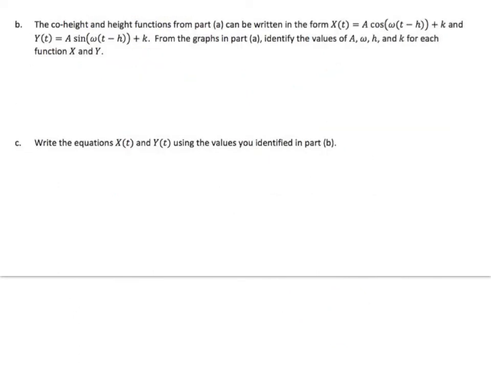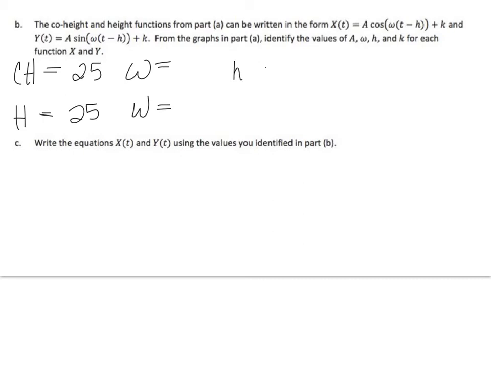The co-height and the height functions from part A can be written in our regular standard form. So just going from the graphs, identify the values of amplitude, omega, etc. So from the co-height function, I have an amplitude of 25, and for the height function I'm also going to have an amplitude of 25. Our omega, I'm going to pause for a second and come back to it.